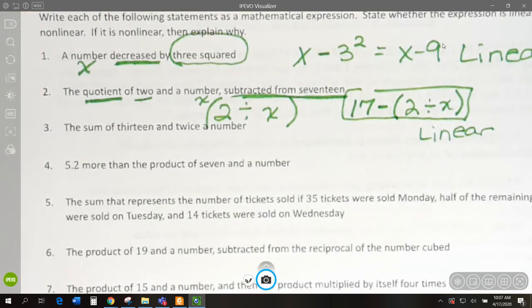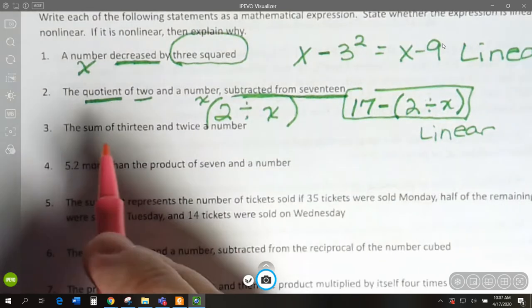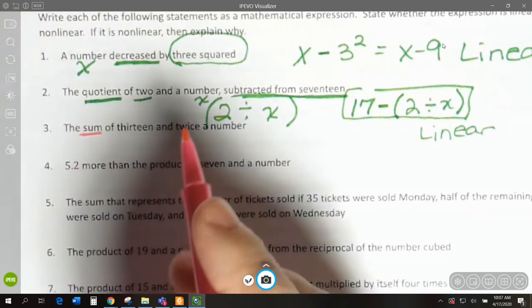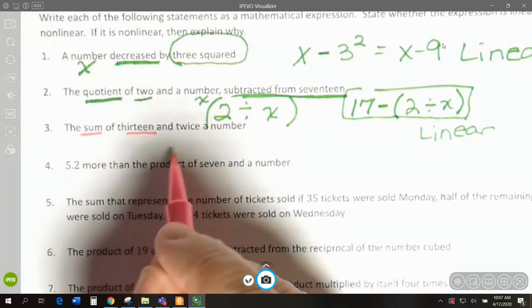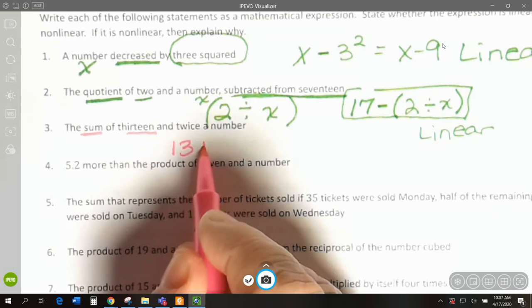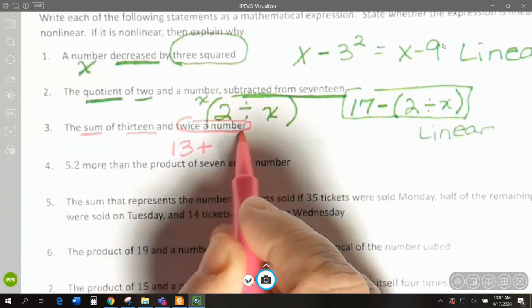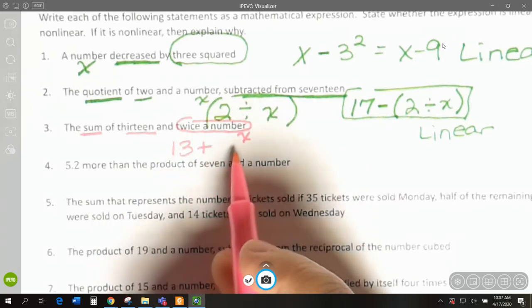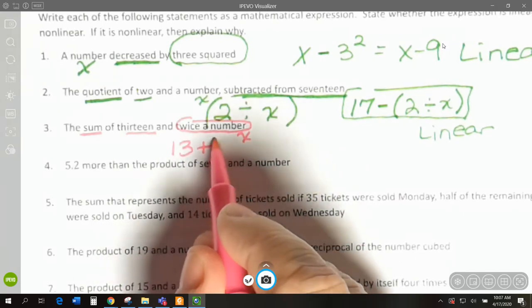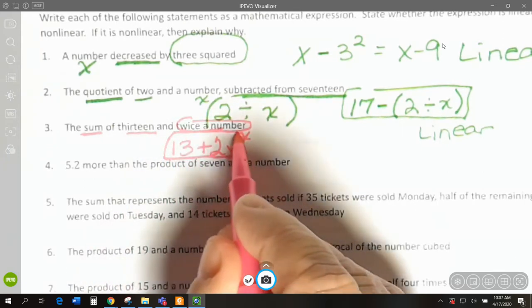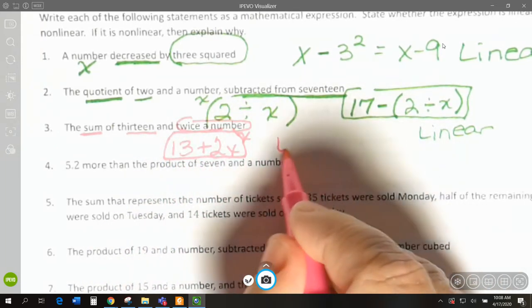Let's go on to number 3. We have the sum. Sum means to add. So we have the sum of 13 and twice a number. We don't know the number, we're going to call it x. And how do we get twice x? We multiply it by 2. So 13 plus 2x, and that is going to be linear.